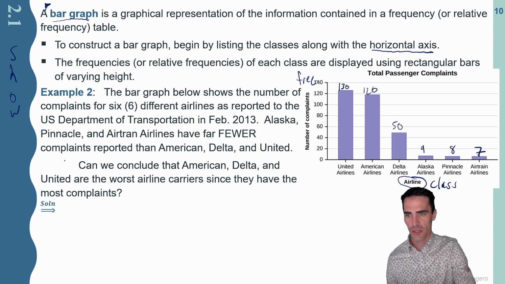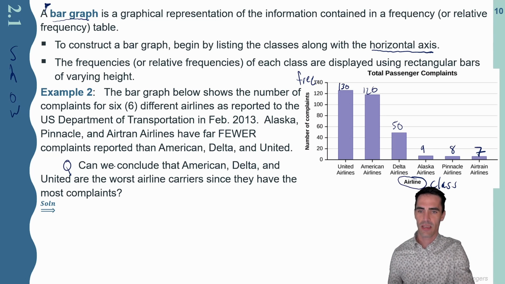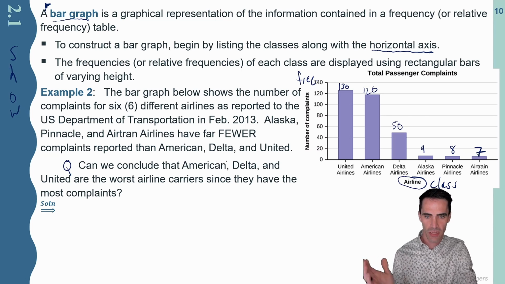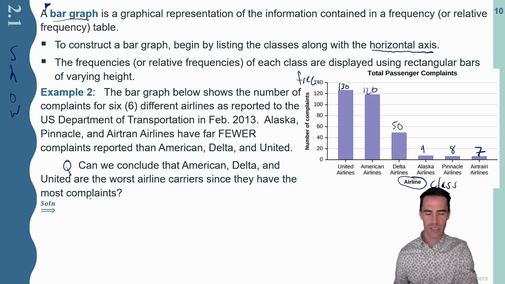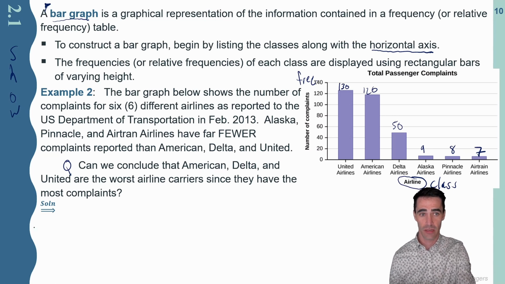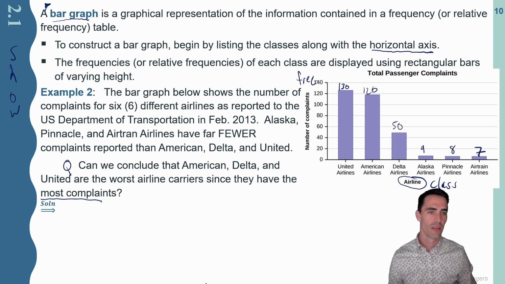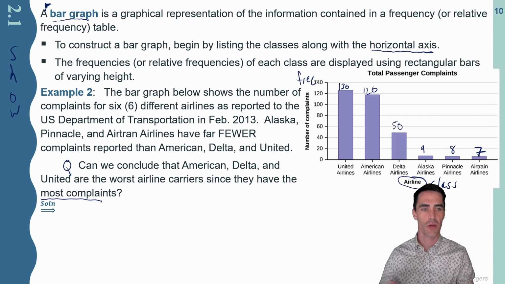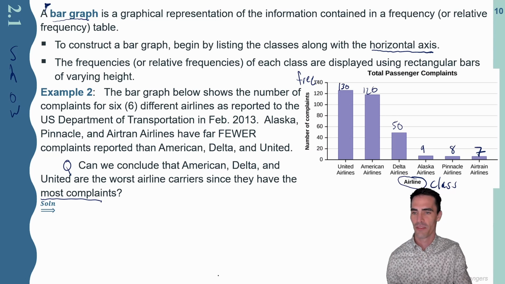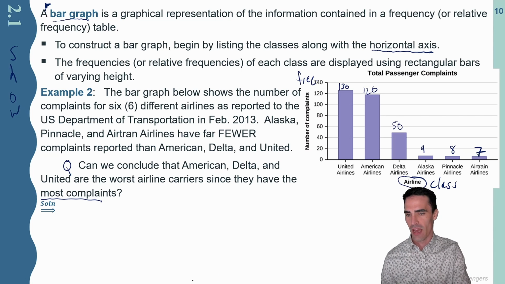And so the natural question then to ask is, can we conclude that American, Delta, and United are somehow worse airlines than these other 3 airlines because they have, and it's certainly obvious from the graph, more complaints, if not the most? It's an interesting question to ponder, but something that should jump out at you is, I haven't really heard necessarily of Alaska, of Pinnacle, and of AirTran Airlines.